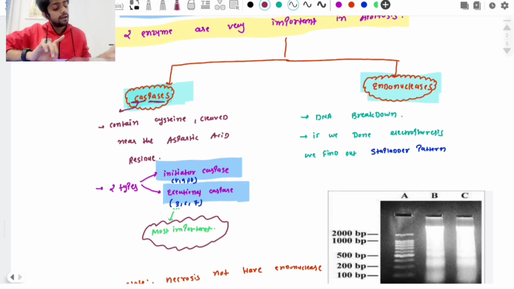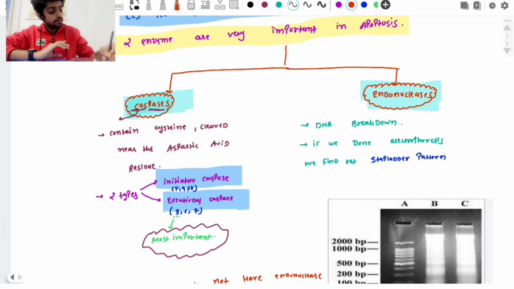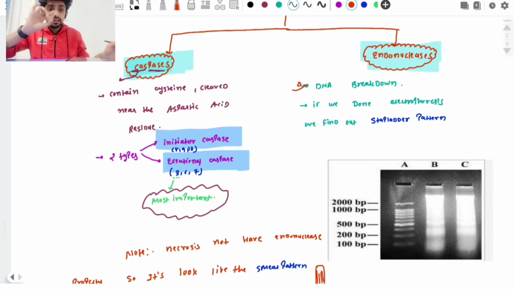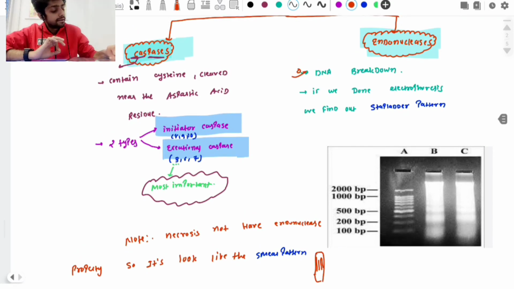Okay guys, the other enzyme is endonuclease. As per the name, it breaks down the nucleus. In the nucleus we mainly have DNA, so it indirectly breaks down the DNA. If we are trying to find out whether DNA breakdown has occurred or not, we use gel electrophoresis. In gel electrophoresis, endonuclease activity appears as a step ladder pattern.